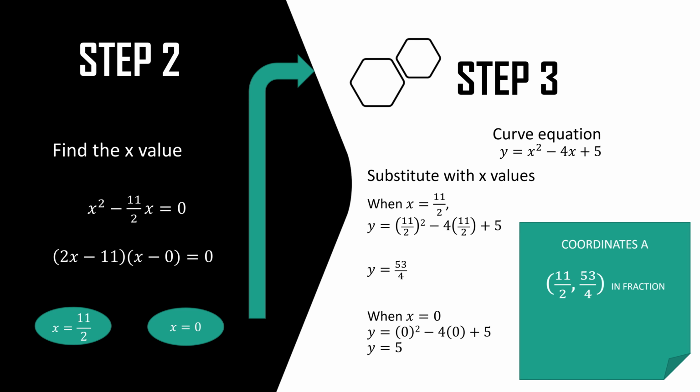11 over 2, 53 over 4 in fraction, or 5.5, 13.25 in decimals. Okay, in the previous slides, we have successfully found the coordinates for A. So it's time for us to go to step 4, which is to find the coordinates of B.